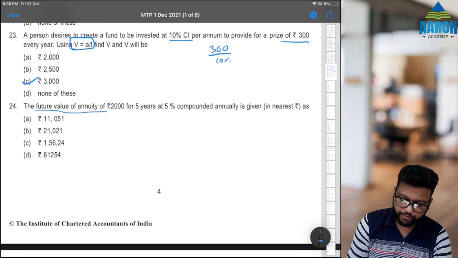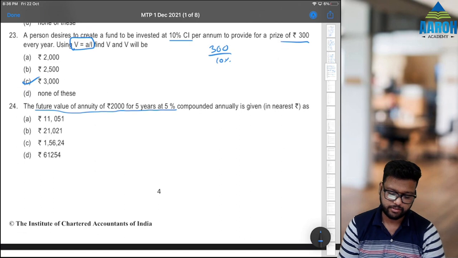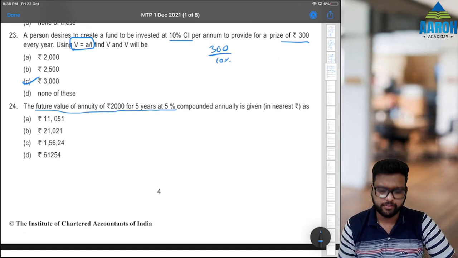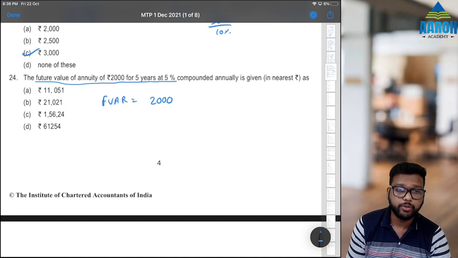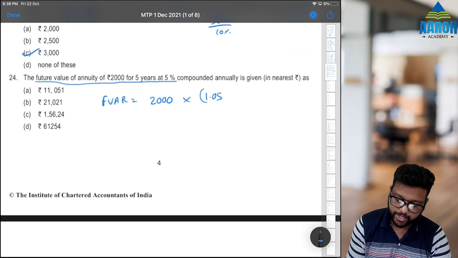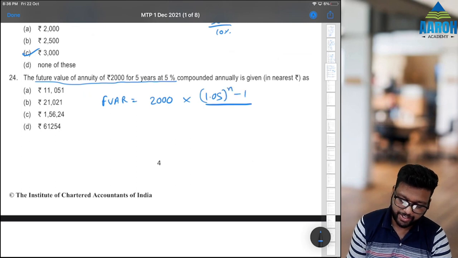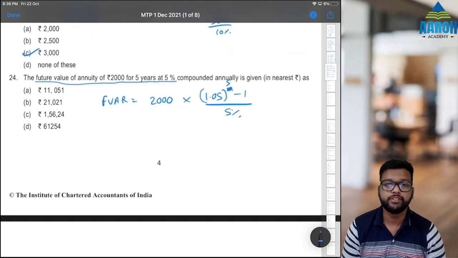24. Future value of annuity of 2000 for 5 years at 5% compounded annually. Fine. For future value, we directly use the formula. Future value of annuity regular is annuity amount into (1 plus i) raised to n minus 1, where n is 5, divided by i, 5%.